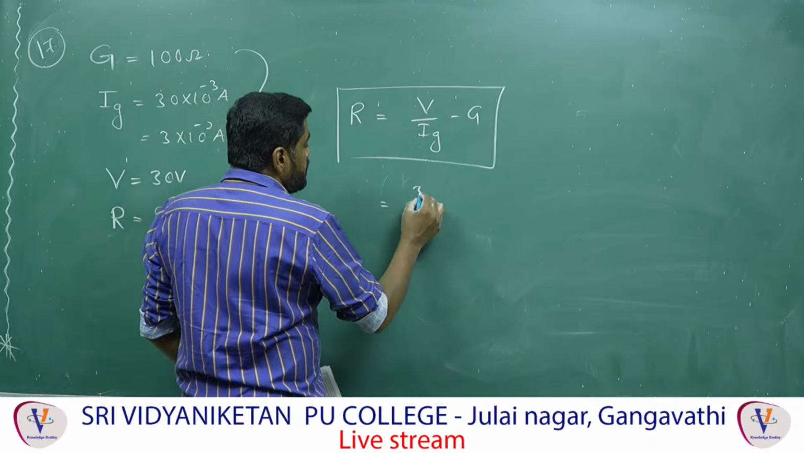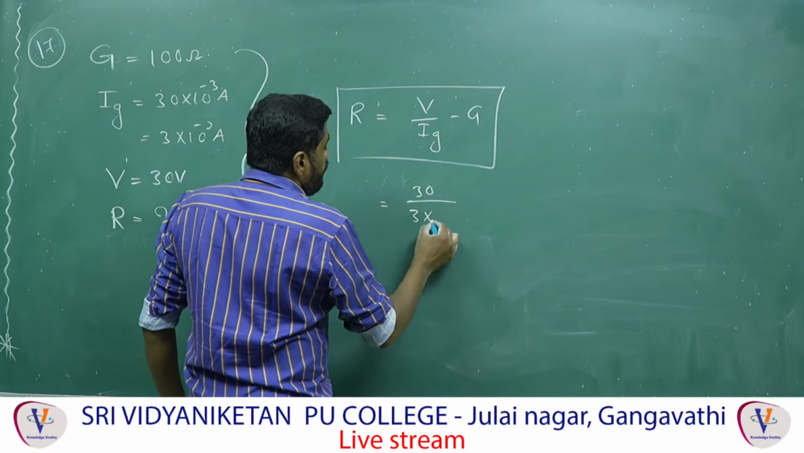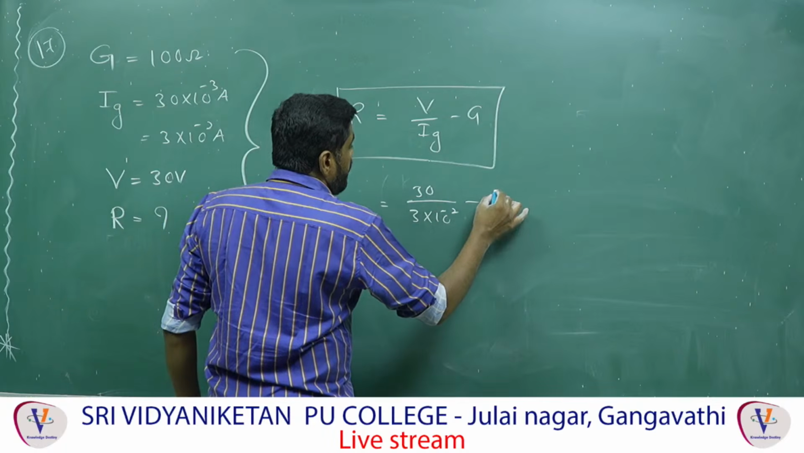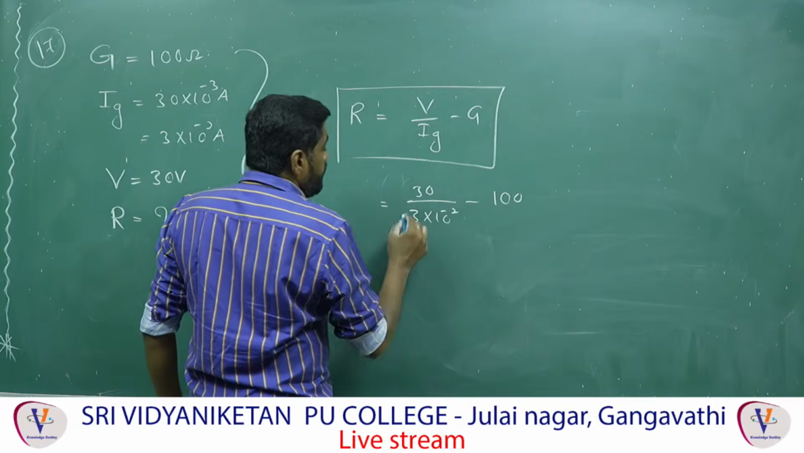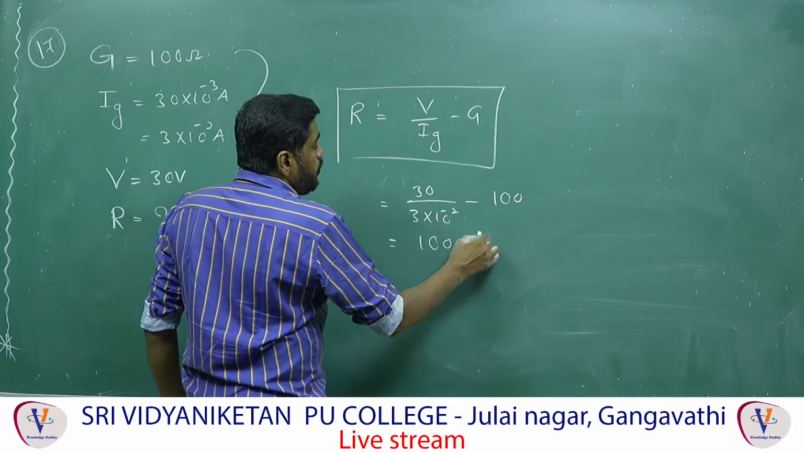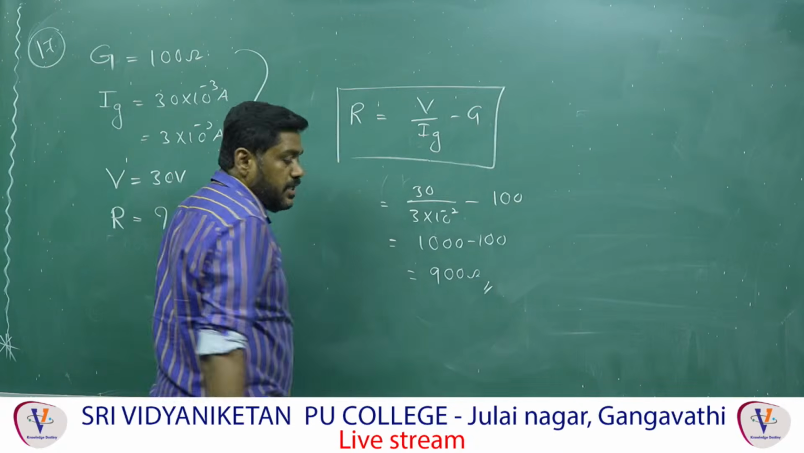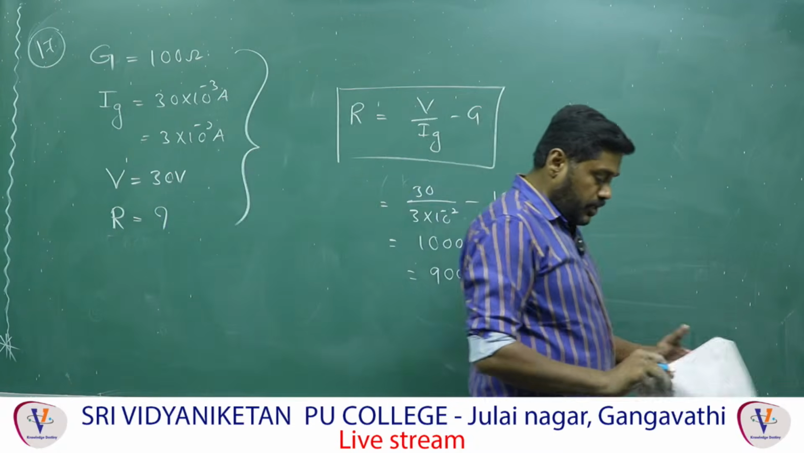Therefore now, R is equal to V by Ig minus G. If you substitute, this is 30 by 3 into 10 power minus 2, minus the G value. So that is 1000 minus 100, which is equal to 900 ohm. That is the series resistance required to convert.